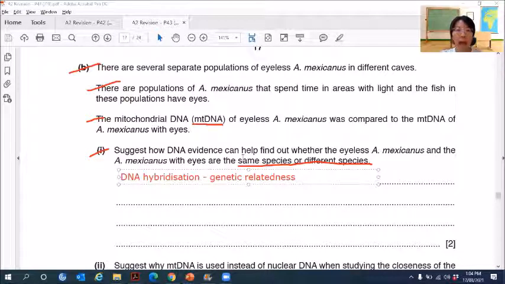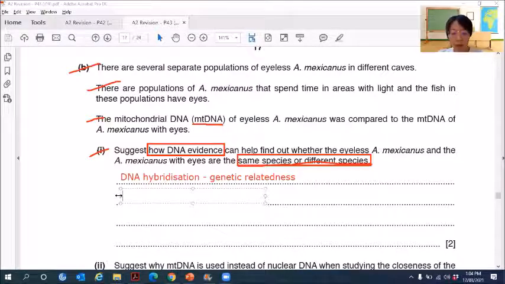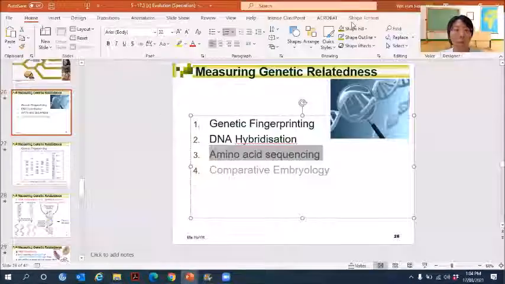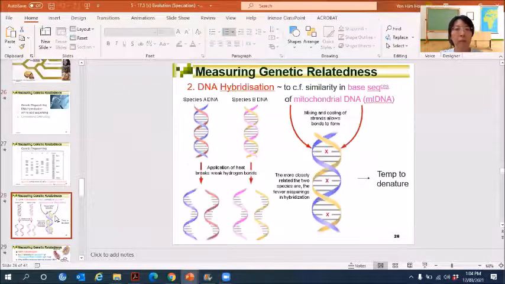So the question is how the evidence from the DNA hybridization will give you the information for you to conclude whether they're the same species or different species. Keyword of the question is how. So how do you go about doing the conclusion from your DNA hybridization? So let's review your theory first, using this opportunity to review the theory for DNA hybridization.